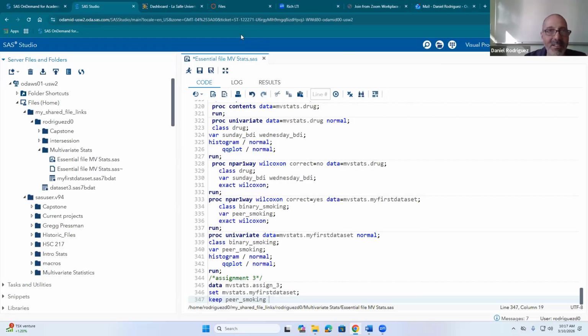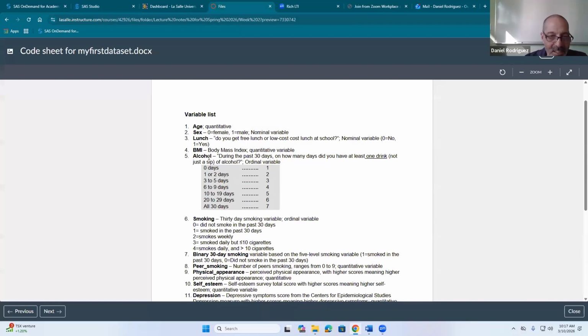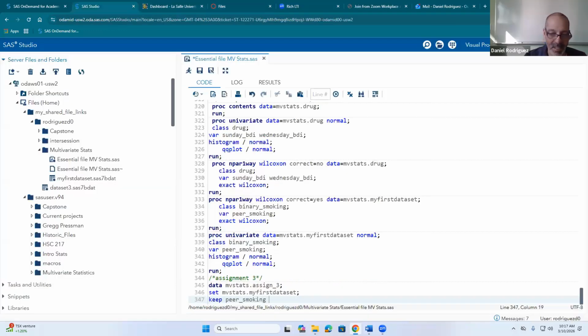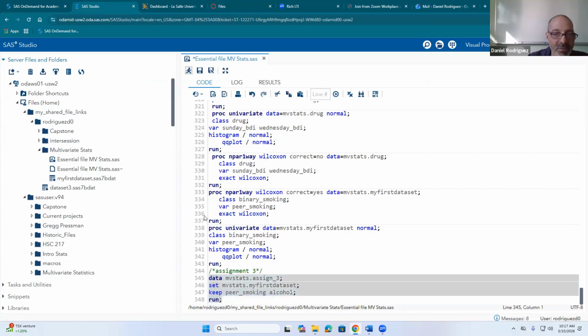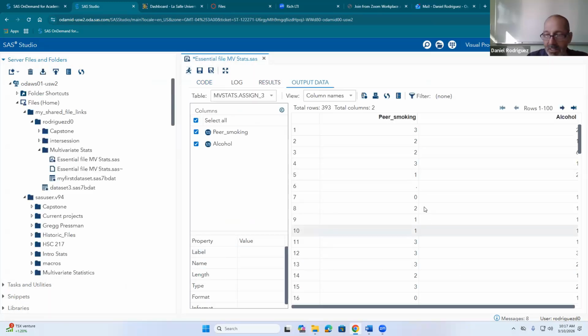Let's go back to the code sheet. I think it's just called alcohol. Alcohol. All right, let's go here. Alcohol. Okay, so I'm just going to keep those two. If I just run this now, I'll create a new data set. I'm doing this just to make sure I didn't mess up in some way or put the wrong variable names in here. This will create a new data set that just has two variables in it, pure smoking and alcohol use.